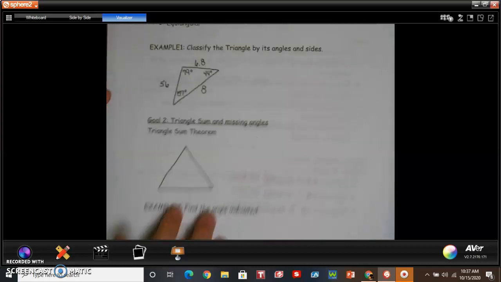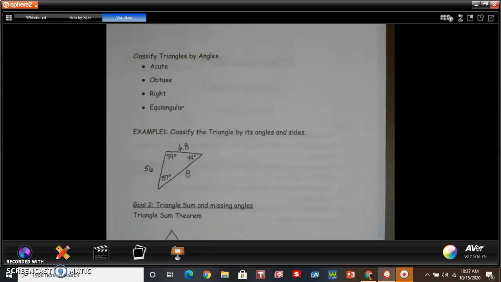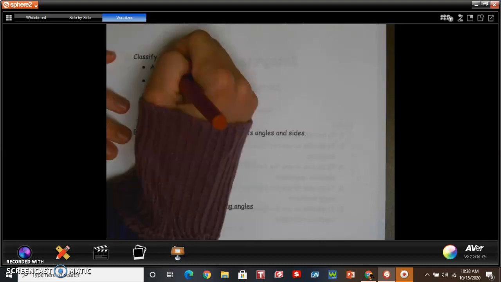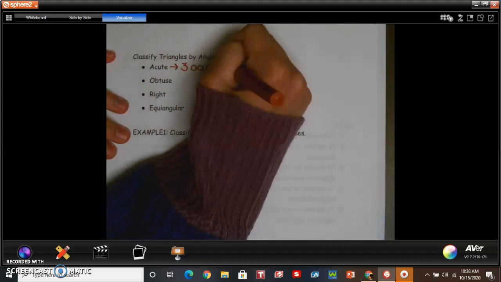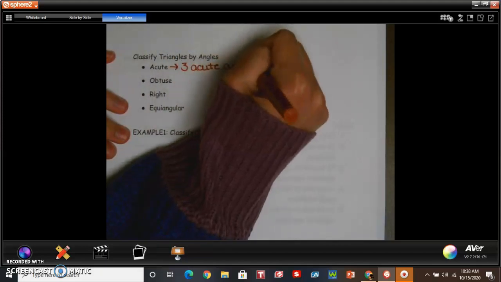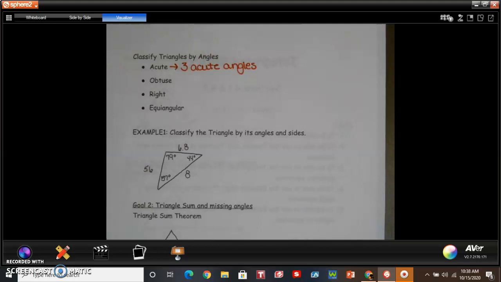All right, here we go. Now, our angle classifications. There are 4 of them: acute, obtuse, right, and equiangular. 3 of these you've heard before: acute, obtuse, and right. So you might be thinking, okay, acute less than 90, obtuse greater than 90, right equal to 90. Those are angle classifications. We're talking about triangle classifications here. So they're a little different. For acute, it means we have 3 acute angles. So if you look inside your triangle and all 3 angles are less than 90, it is considered acute.